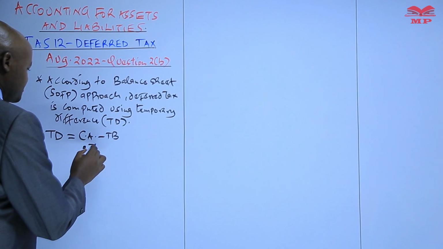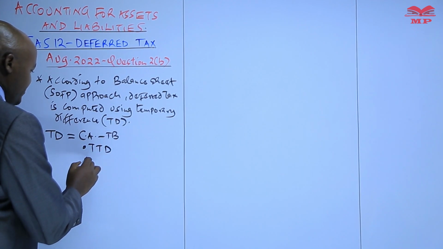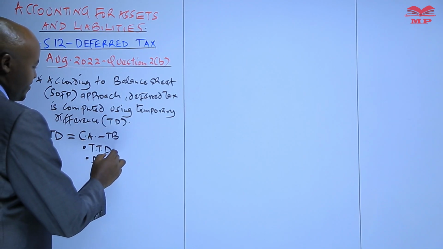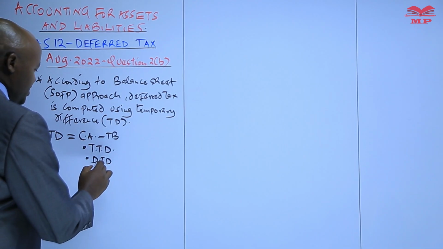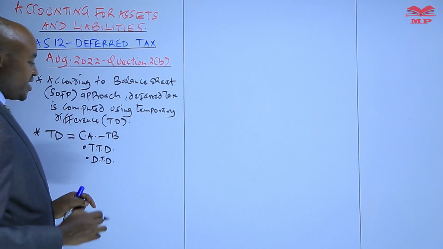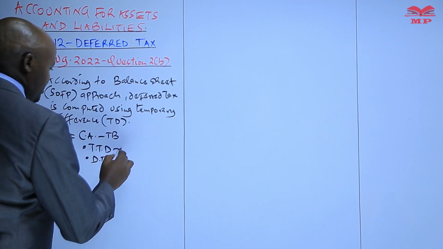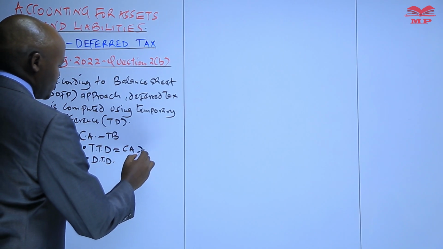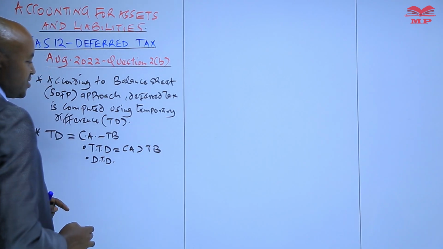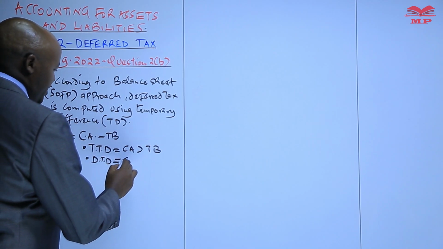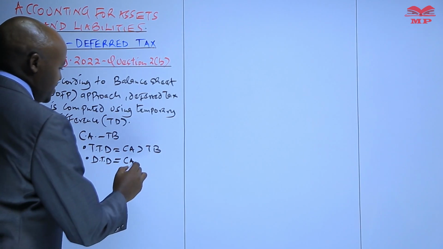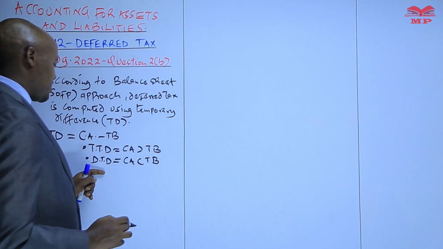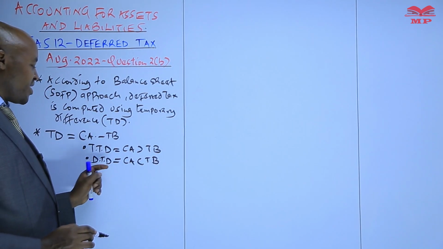a taxable temporary difference, abbreviated as TTD, or a deductible temporary difference, abbreviated as DTD. A temporary difference is taxable whereby the carrying amount of an asset or liability exceeds the tax base. But on the other hand, if the carrying amount of an asset or liability is less than the tax base, then you get something called a deductible temporary difference.